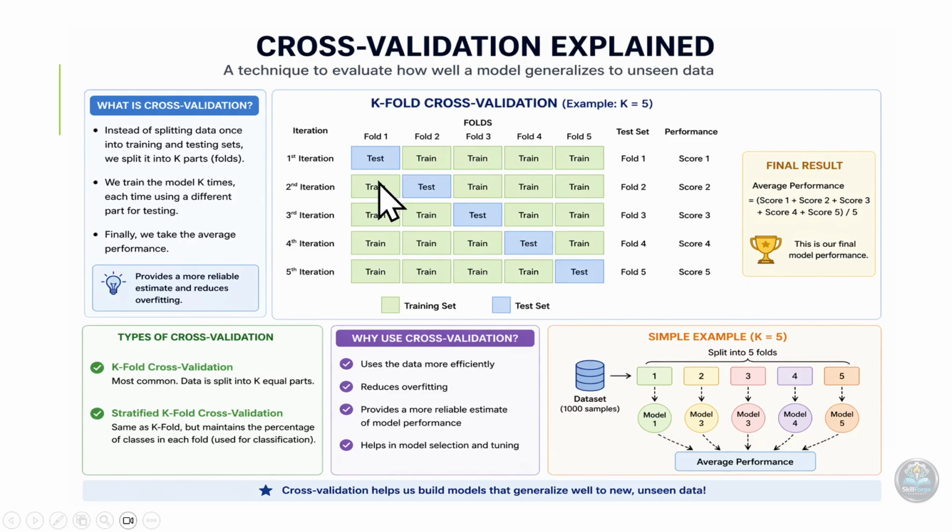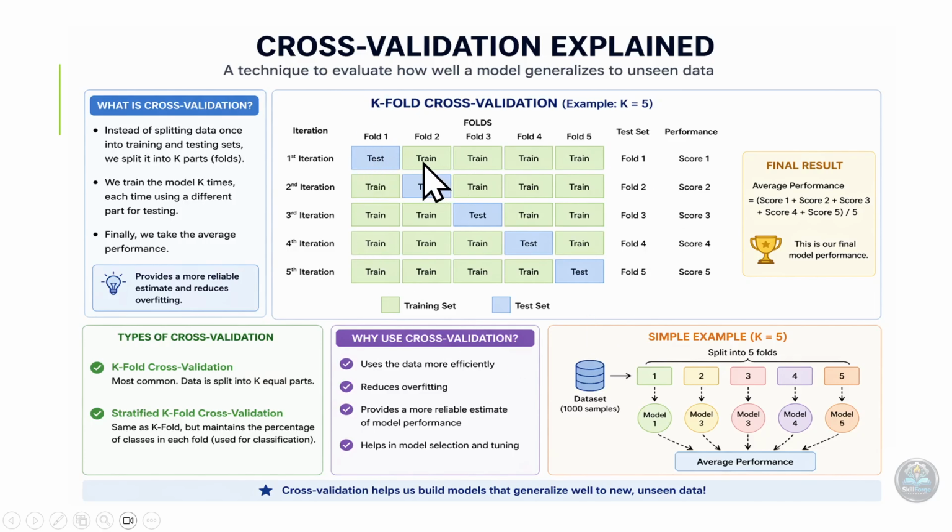Here we see k-fold cross validation. Suppose we have taken k equals 5, we split the data into 5 parts. In each iteration one part is used for testing and the remaining parts are used for training the model. This process is then repeated 5 times. We have divided the data into 5 parts.